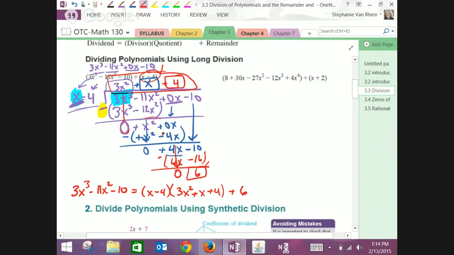Wait, on the top, are there two plus 4s? No. So you have 3x squared plus x plus 4.